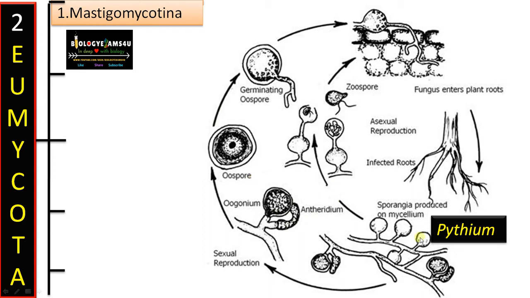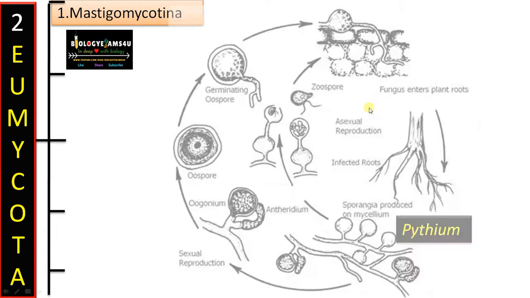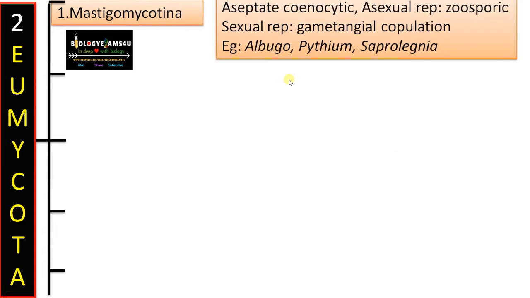So these fungi are often called zoosporic fungi. A flagellated stage is present, which is represented as zoospore. So these are the characteristics: aseptate, cenocytic, asexual reproduction by zoospore, sexual reproduction by gametangial copulation. Examples include Albugo, Pythium, Saprolegnia.